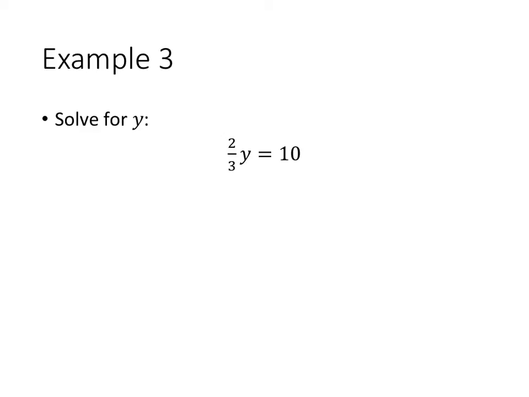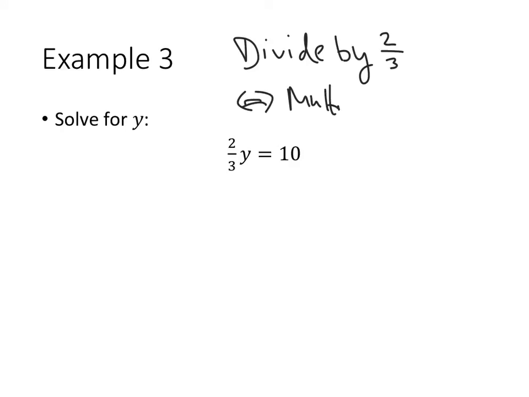One more example, this time we have a fraction, so 2/3 y equals 10. So the operation here is that we're multiplying by 2/3, so the opposite of multiplying by 2/3 is to divide by 2/3. If you remember how division by fractions works, dividing by 2/3 is the same as multiplying by the reciprocal of 2/3, namely 3/2. So we're going to take 3/2 and multiply it on both sides of our equation. And that's just how to divide fractions. The way that we divide by a fraction is to instead multiply by its reciprocal.